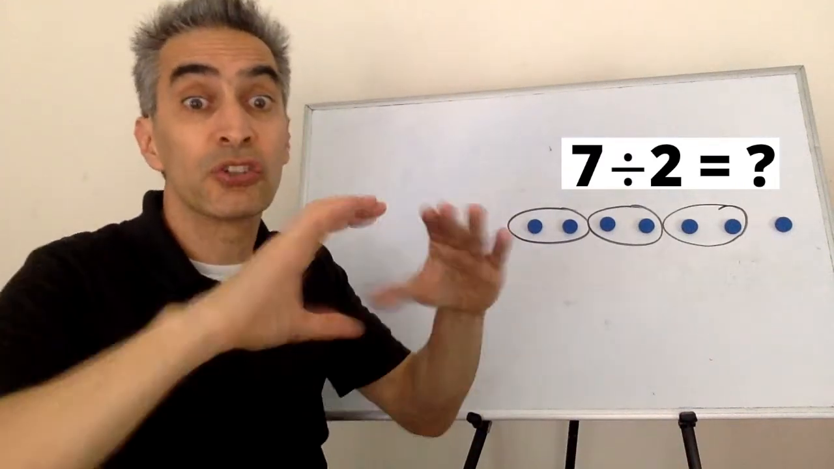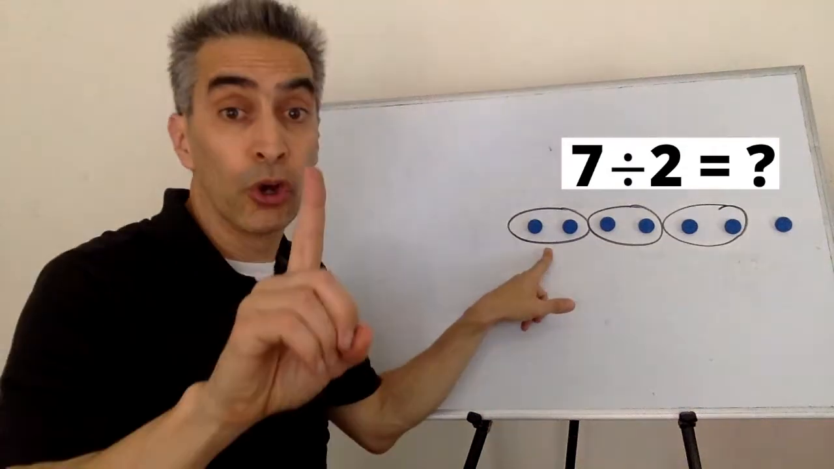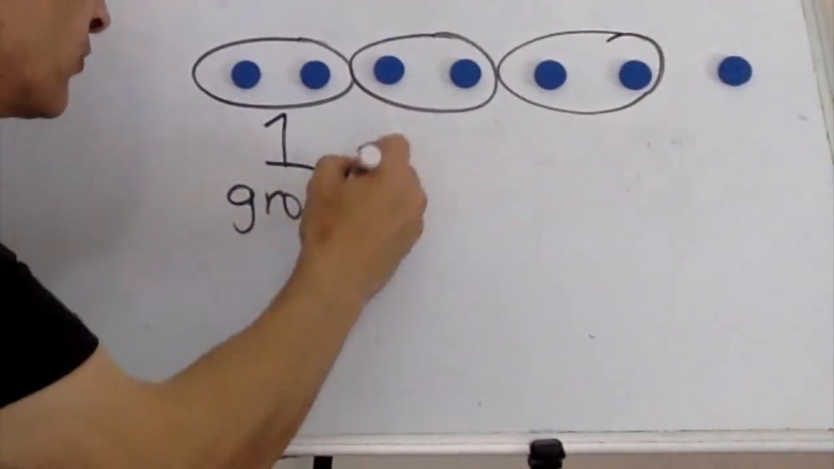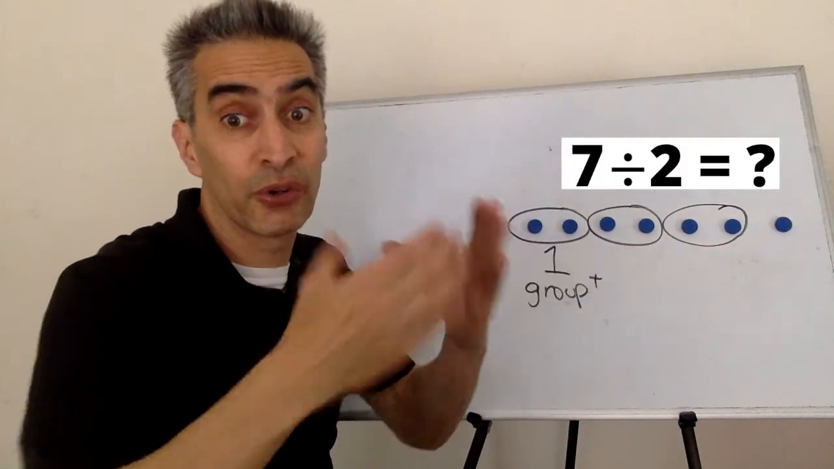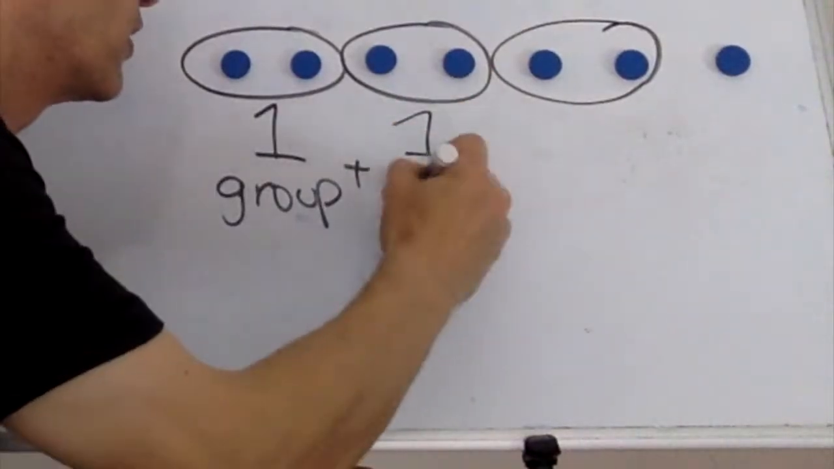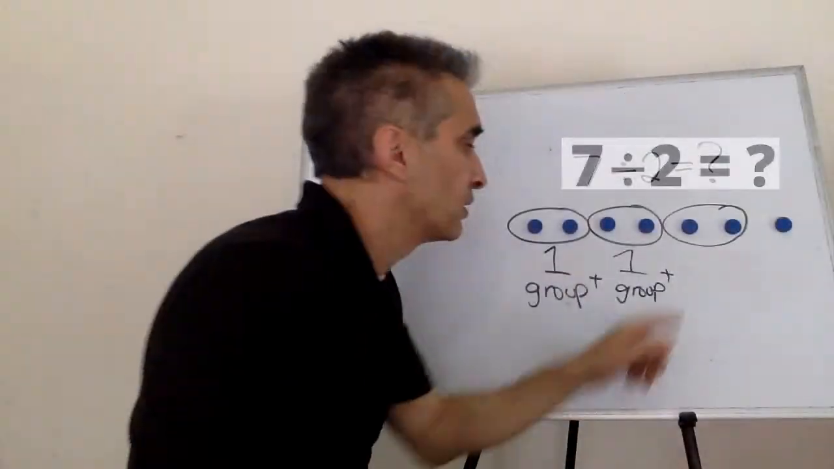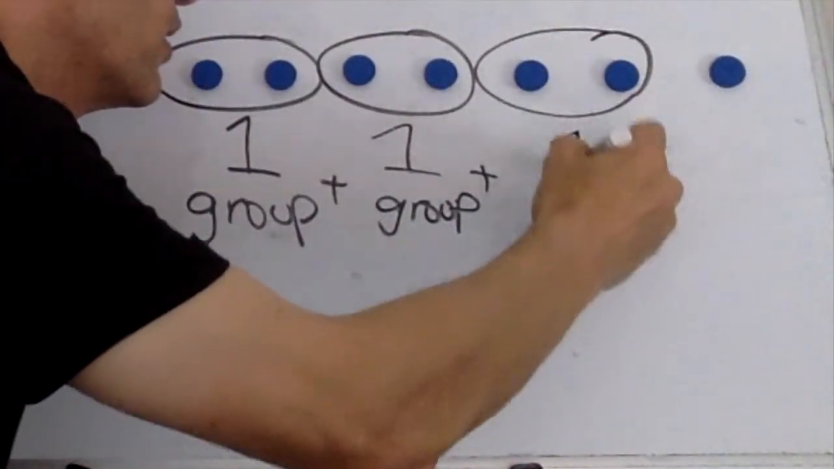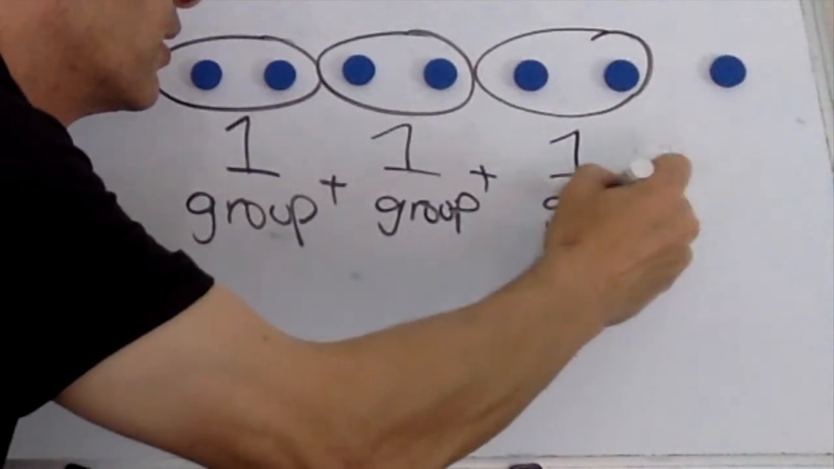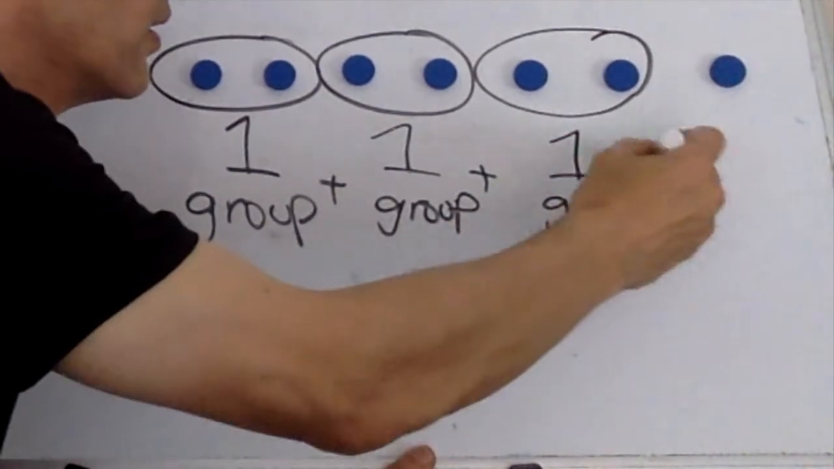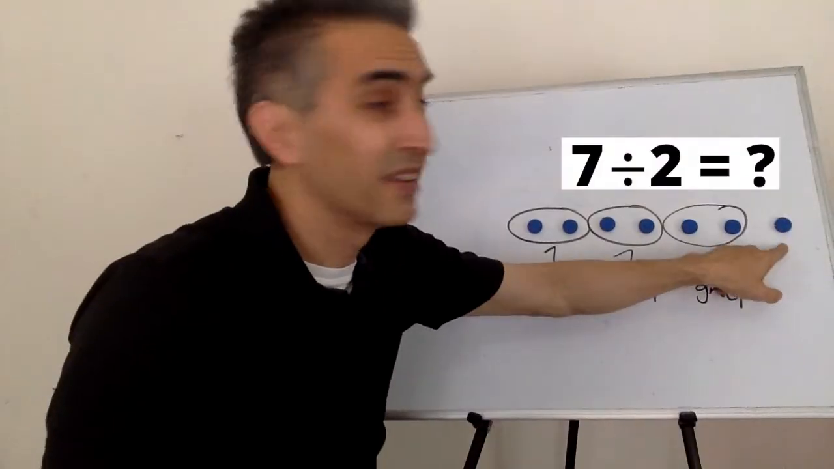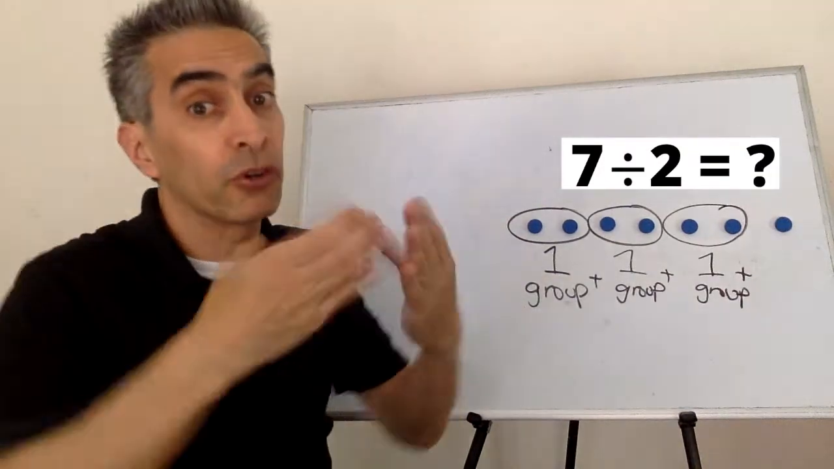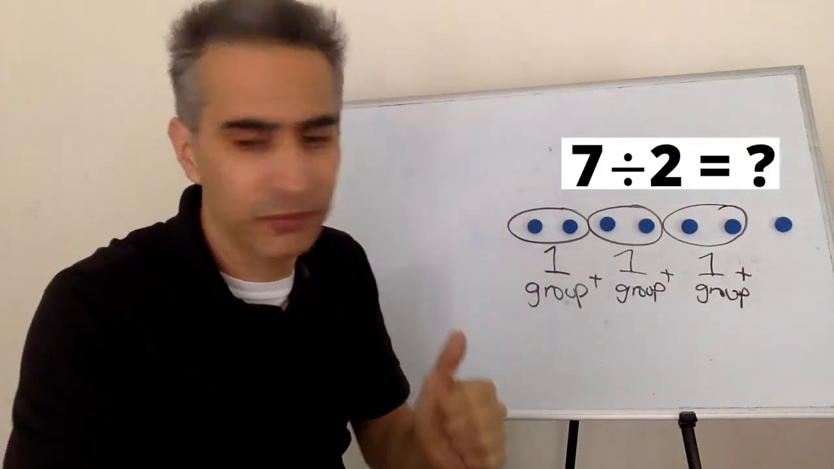Next, count each group. One group here. Another group here. And another group here. This is not a full group. This is part of a group. How are we going to write this?